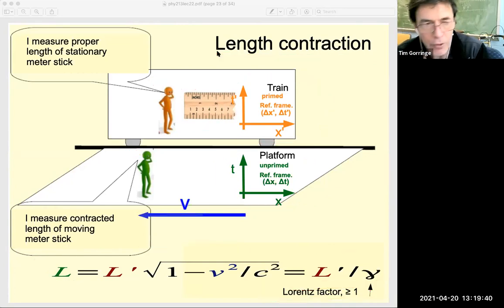And as I say, it works both ways around, from the perspective of the meter stick of the train observer and the perspective of the meter stick of the platform observer, just like the time dilation worked both ways around, from the perspective of the clock on the platform and the clock in the train.